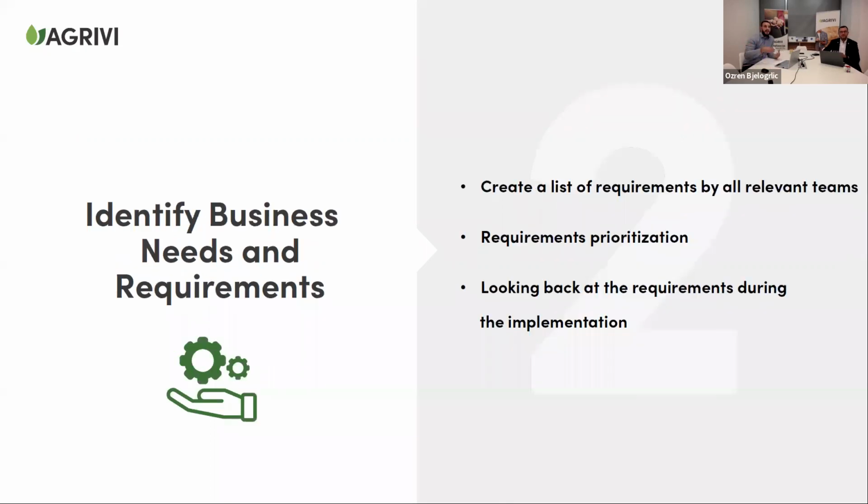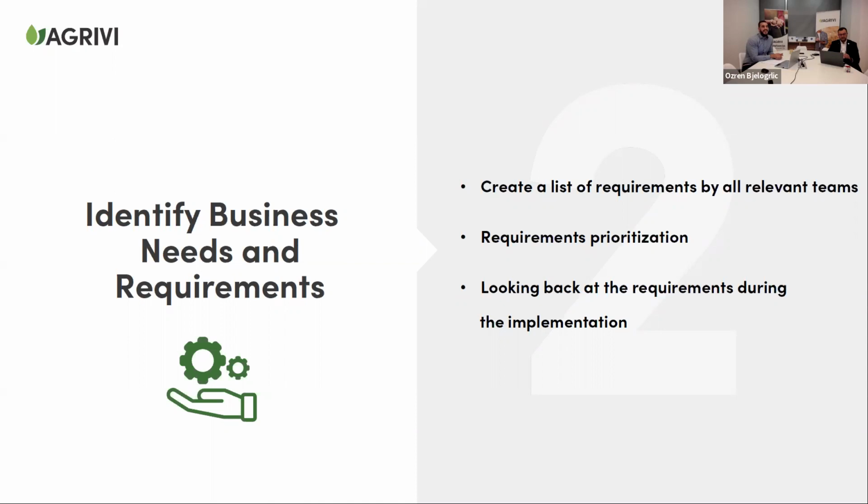And the second one will be identifying business needs and requirements. Now, we already touched on the requirements from different departments, and it's important to include everyone in your organization to create a list of requirements. Now, we will talk about it on the next slide, and certainly in our ebook, you will have an extensive template that you can use as a guideline. But a couple more topics that I would like to talk about, and that's the second one, requirements prioritization.